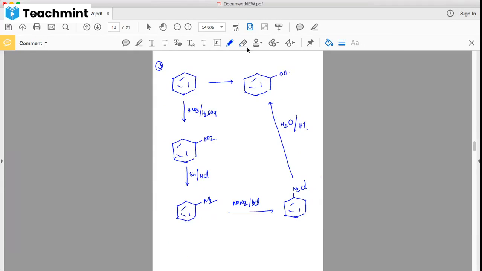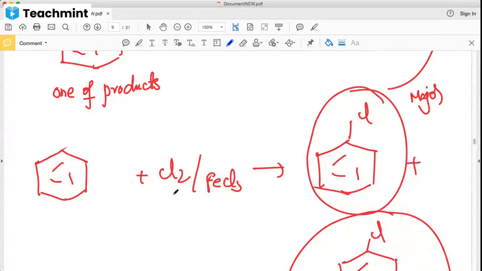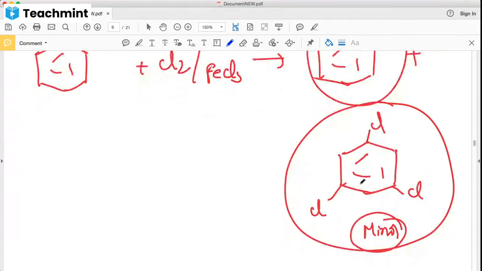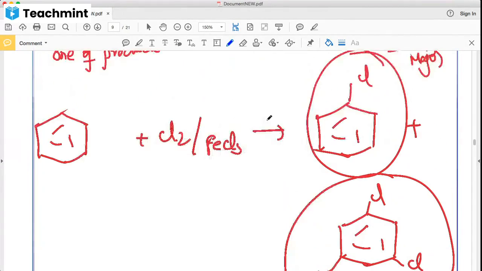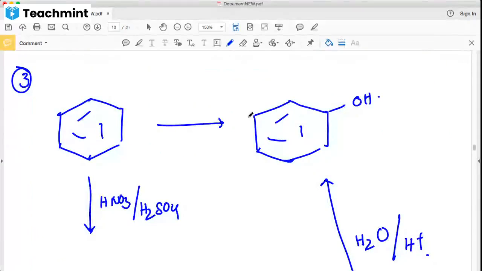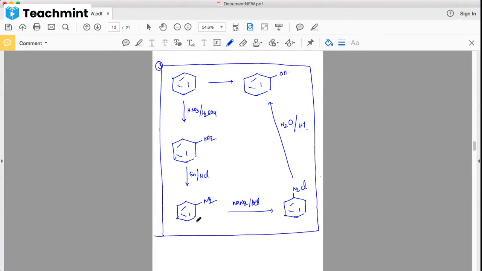But in the earlier case, when you subject benzene to chlorine in presence of FeCl3, you will get a mixture of chloro compounds. Chlorobenzene is the major product and trichlorobenzene is the minor. But this trichlorobenzene will ruin the final product because it will also react with sodium hydroxide and water. Whereas the second method is a very good method to prepare phenol from benzene.